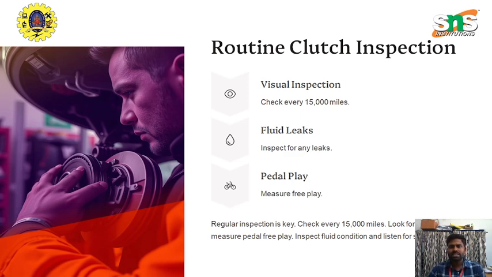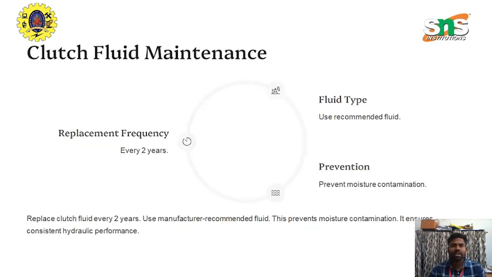Now the routine clutch inspection. What inspection or maintenance do we have to do for the clutch? It starts with visual inspection and checking for fluid leaks. We have to see if there are any fluid leakages, and check the pedal play, for which we have to measure the free pedal engagement in the clutch. And then the clutch fluid maintenance.